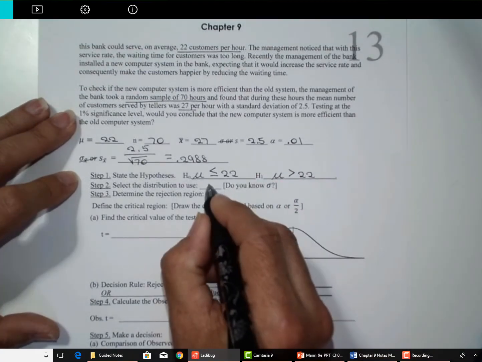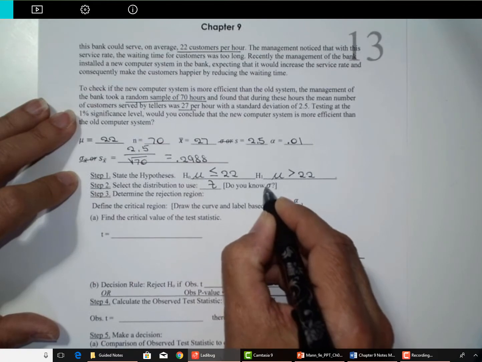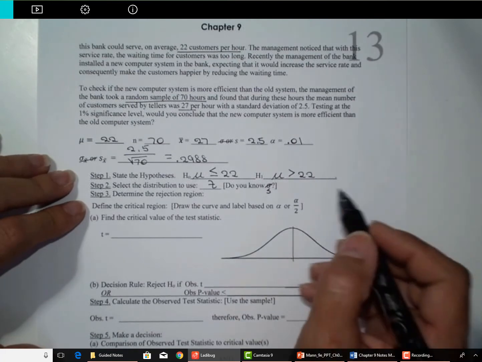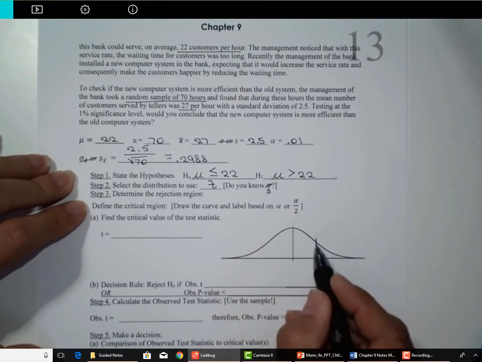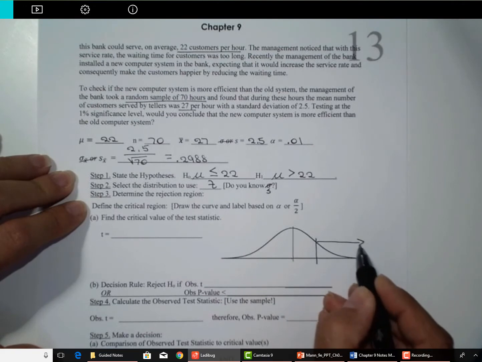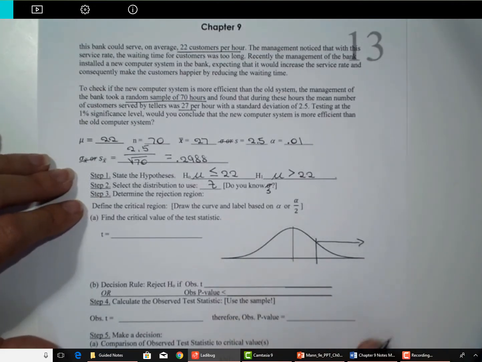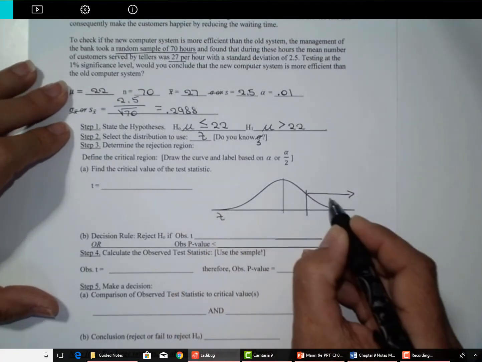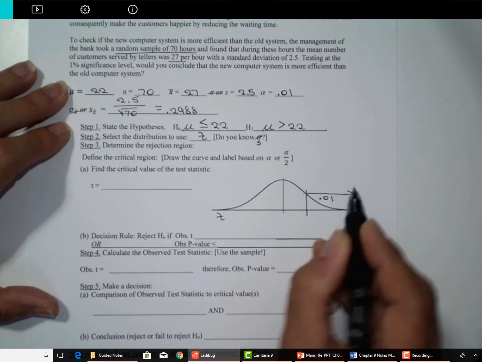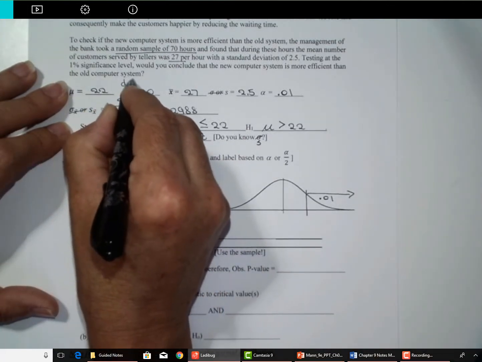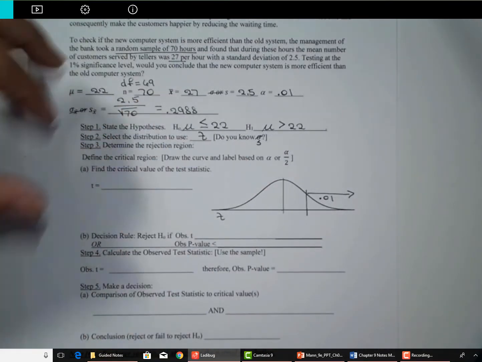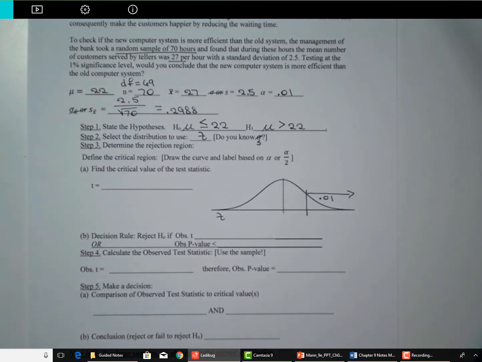We have to use the t-distribution because we don't know the standard deviation of the population. We have S instead of sigma. And then we have to find our rejection region. Now this time I've got a right-tailed test. Notice my alternative hypothesis is pointing to the right. So my rejection region is going to be in the right side of the curve. And I've got a t-value that I've got to associate with 0.01, and then I've got to find my degrees of freedom. Since my sample size is 70, my degrees of freedom would be 1 less than that, which is going to be 69. So let's find out what t is going to be for my rejection region.